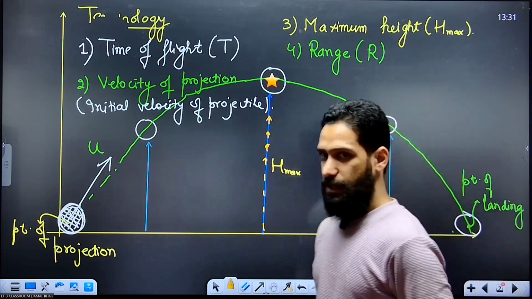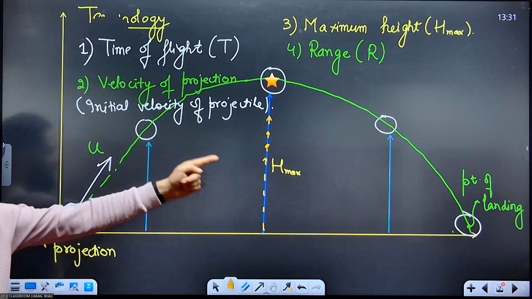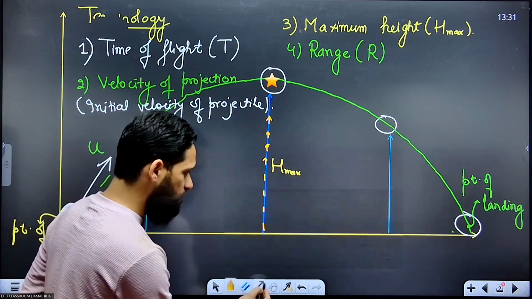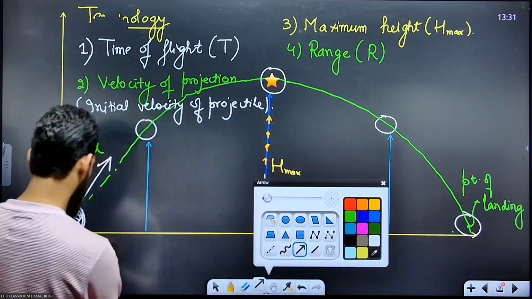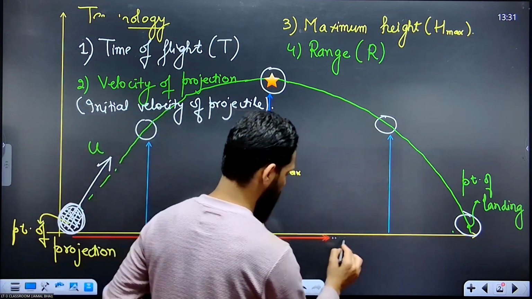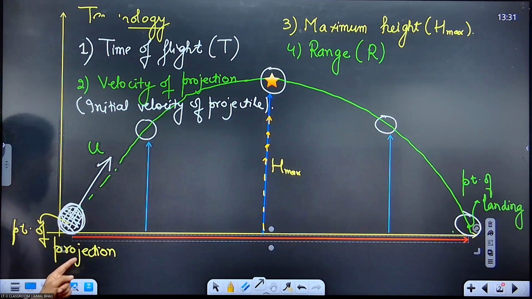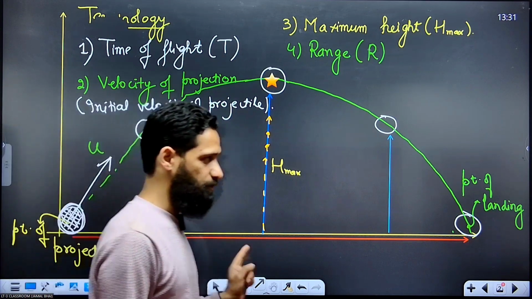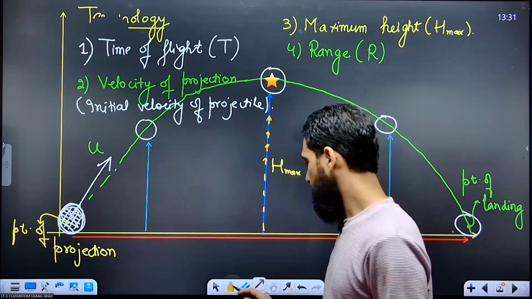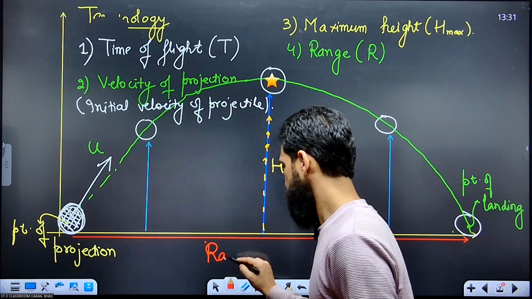But when we throw a ball, when we project a projectile from the point of projection to the point of landing, there is also a distance in the x-axis, that I can show with the red mark like this. This distance, the horizontal distance, remember, is the horizontal distance from the point of projection to the point of landing. This horizontal distance, we call it the range.